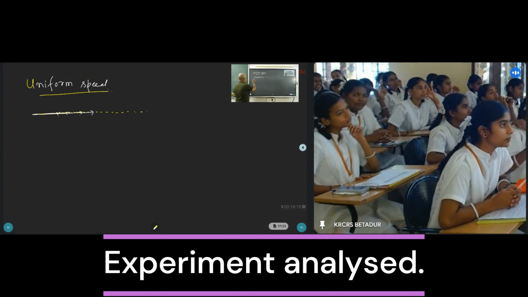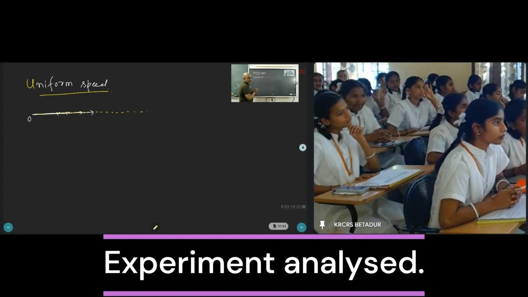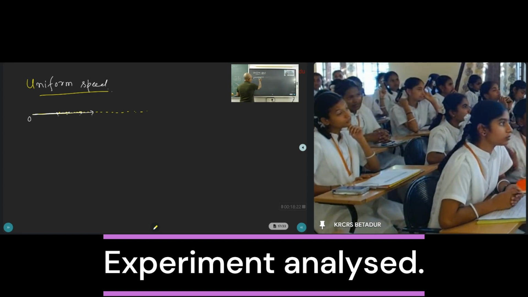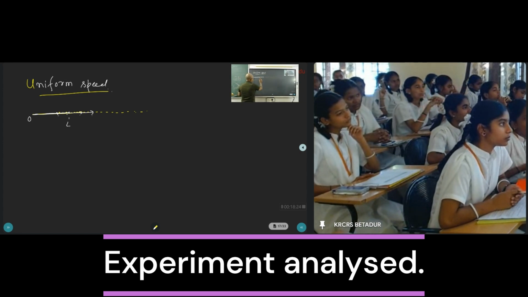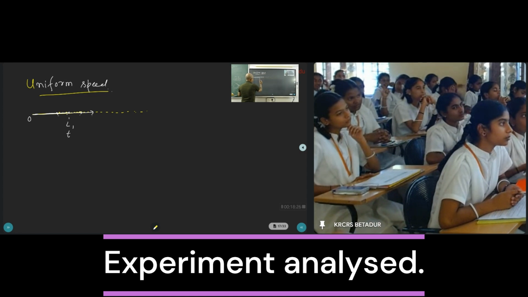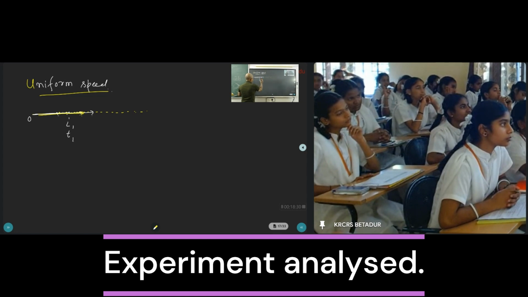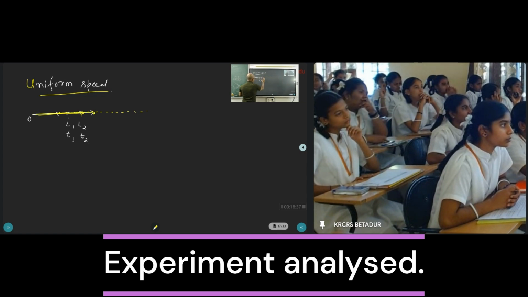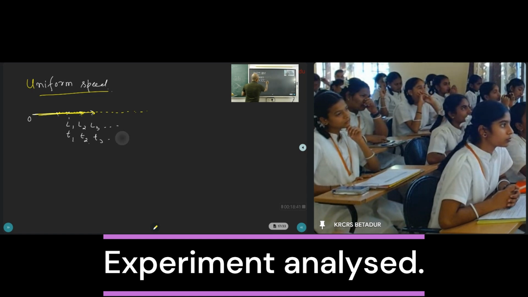So with this reference point, when the object was here, the length was L1 and the time was T1. When the object was here, the length of the position vector was L2. The time was T2. When the object was here, the length was L3 and the time was T3, and so on and so forth. I hope you understand that one. Yes, sir.